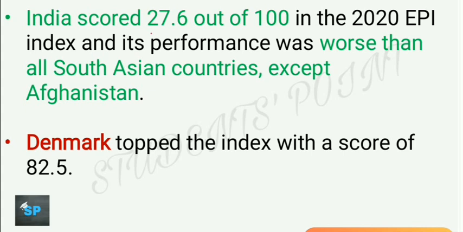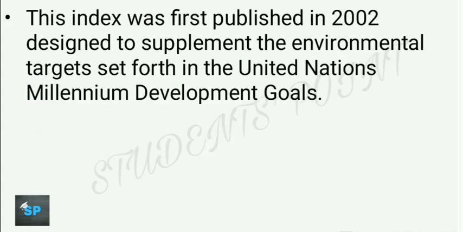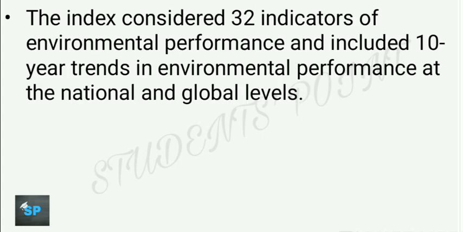India scored 27.6 out of 100 in the 2020 Environmental Performance Index, and its performance was worse than all South Asian countries except Afghanistan. And Denmark topped this index with a score of 82.5. So you can compare the difference between the scores. Denmark has a score of 82.5 while we have a score of only 27.6. And this index was first published in 2002, designed to supplement the environmental targets set forth in the United Nations Millennium Development Goals.